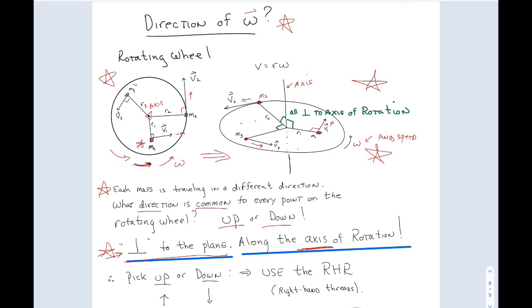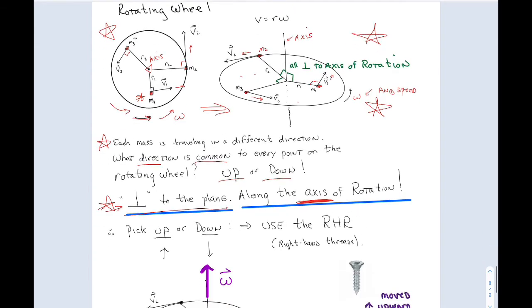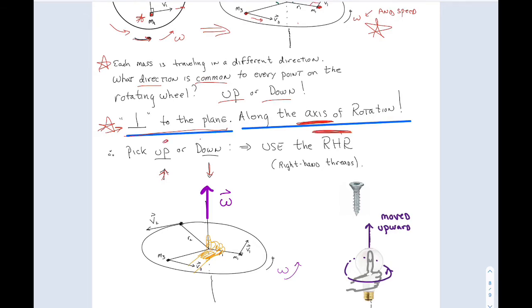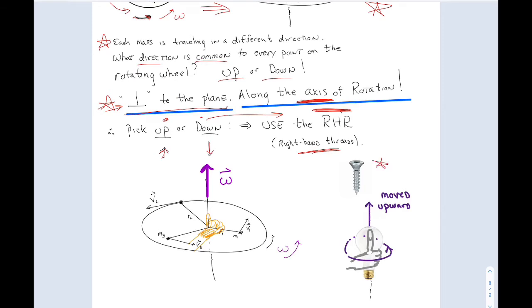So I'm going to pick the direction of the angular velocity to be along the axis of rotation. Well, do I pick up or do I pick down? Because the axis is a vertical line on this page, so either up or down. The choice to pick up or down is based on the right-hand rule. And remember, the right-hand rule works for right-handed threads. So here you have a screw, which has right-handed threads. Here you have a light bulb that has right-handed threads.